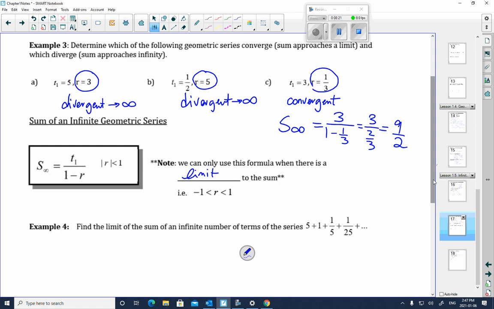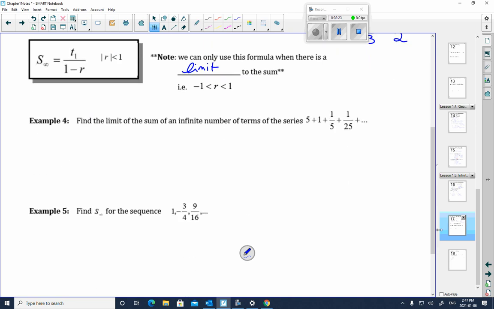Okay, so let's do some examples then. Find the limit of the sum of an infinite number of terms of the series 5 plus 1 plus 1/5 plus 1/25 plus blah, blah, blah. So the ... indicates it's not ending. It also indicates it's an infinite sum in question. So first term is 5. The common ratio is 1 divided by 5.